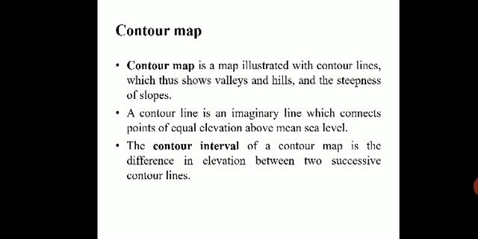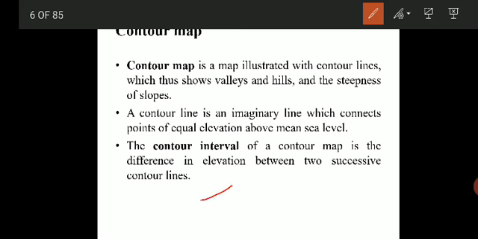Then what is a contour map? A contour map is illustrated with only the contour lines, which show whether it is a hill or a valley, and the steepness or the slope. A contour line is an imaginary line which connects the points of equal elevation above the mean sea level. Then what is the contour interval? On a contour map, it is the difference in elevation between two successive contour lines. Whatever the difference between two contour lines, that is called the contour interval.